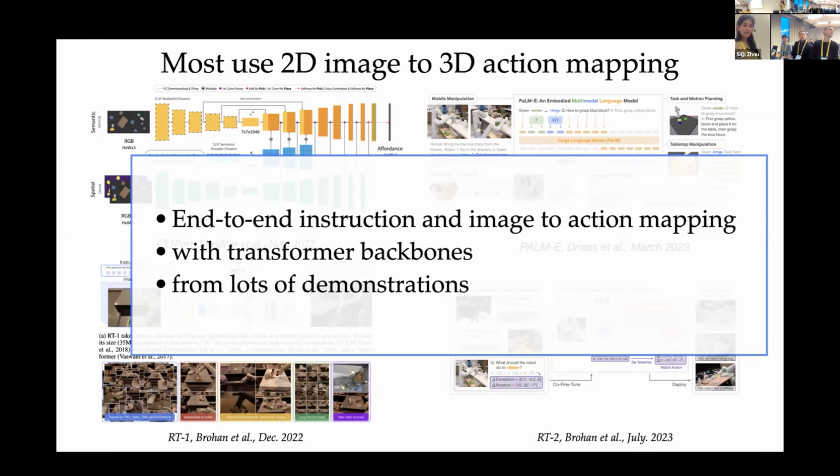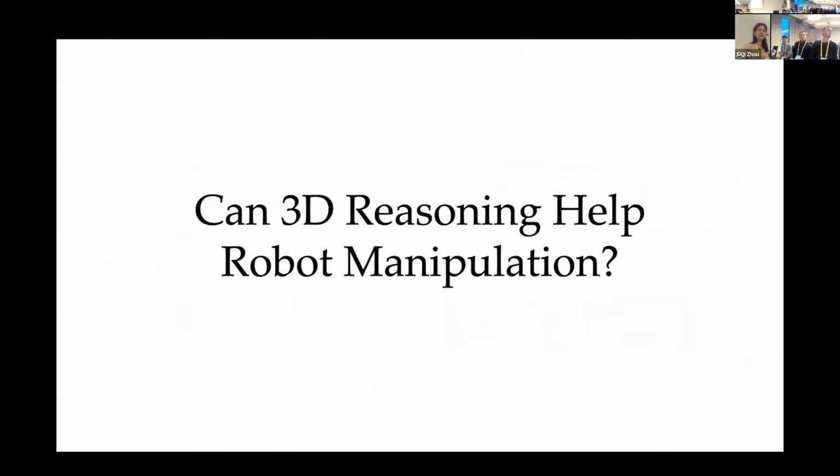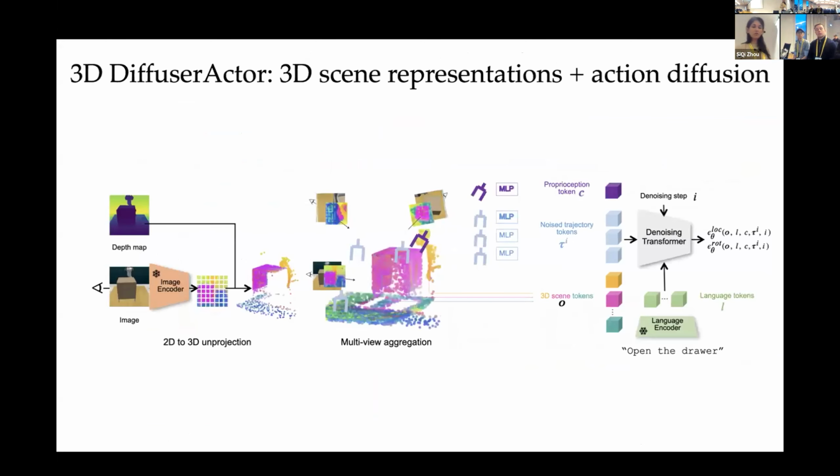And one thing that we tried to explore in a work that is part of this workshop, it showed up the first day, is how much can 3D spatial reasoning help in robot manipulation? Can we learn manipulation skills with less data if we reason directly in 3D? So the method that I wanted to discuss with you first is 3D Diffuser Actor. It's a combination of 3D scene representations and diffusion models for robot manipulation.